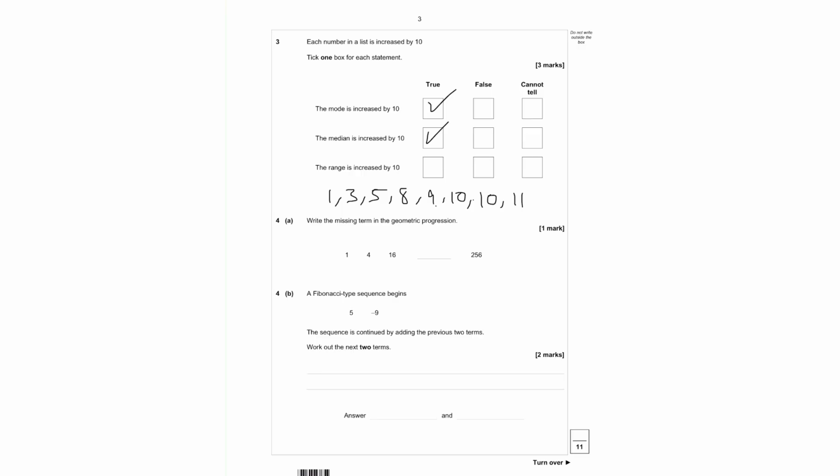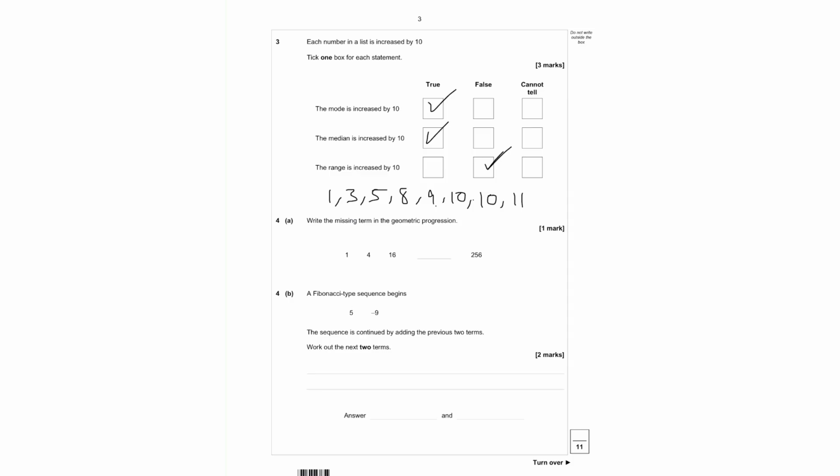Lastly, we have the range is increased by 10. So again, for the range, we just have to focus on our highest and our lowest number, and it's just the difference between those two. So 1 would become 11, because remember we're adding 10 to everything, and 11 would become 21. So the difference between 1 and 11 is 10. That's the current range. Add 10 to everything, and it's the difference between 11 and 21, which is still 10. So the range is increased by 10, false.